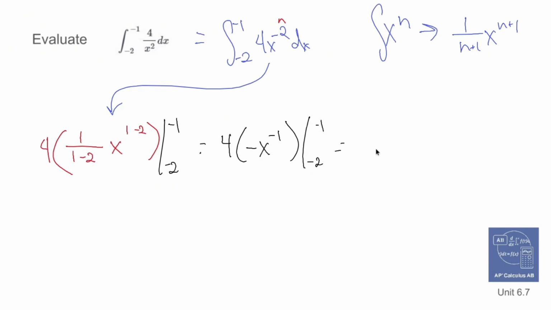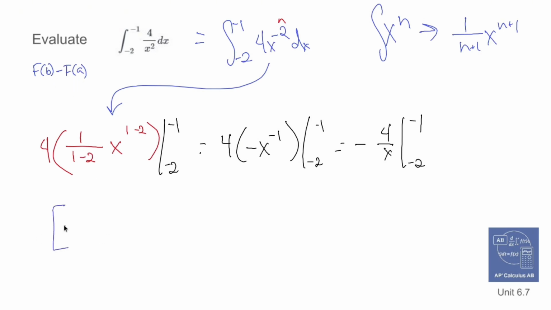Let's rewrite that one more time. Let's drop x to the negative 1 to the bottom and bring that negative out. So negative 4 over x with my limits being negative 2 and negative 1. Okay, let's plug stuff in. And remember the rule, right? This guy. So we're going to plug in our upper limit, we're going to plug in our lower limit, subtract the one from the other.